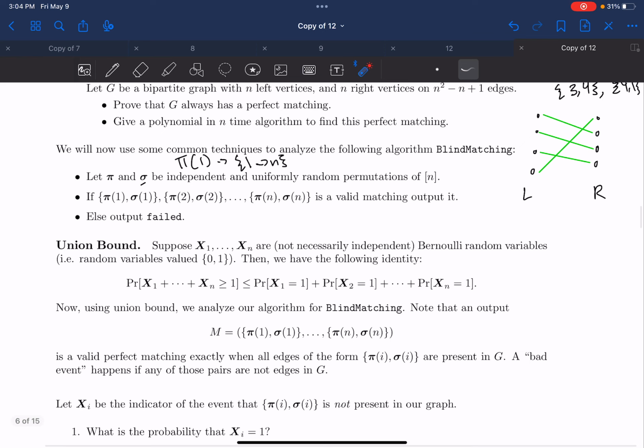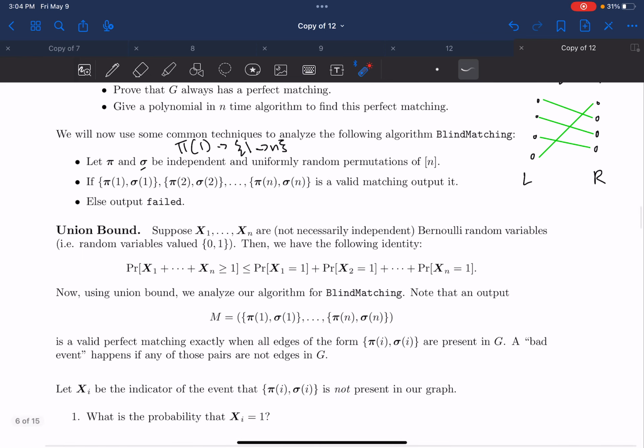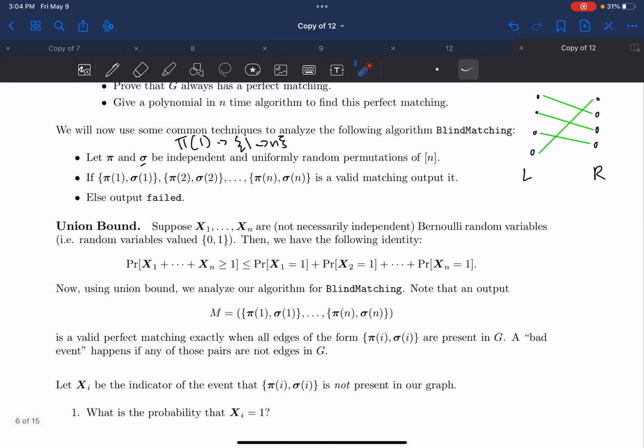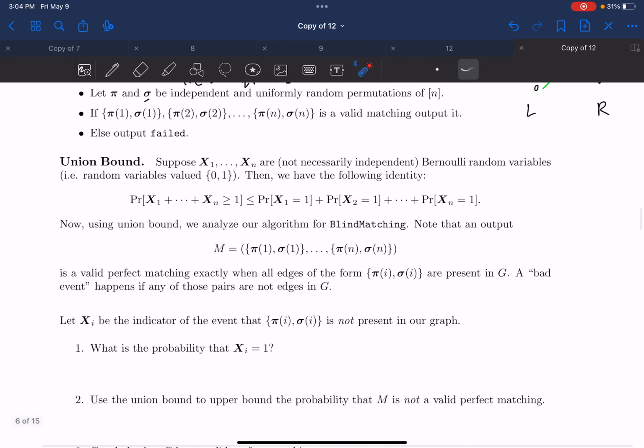There's a little bit of math here about the union bound, so we'll take a look at this in a second and revisit it when it becomes relevant in our problem. But for now, we're going to move down a little bit.